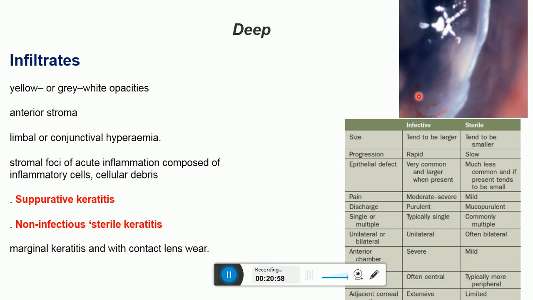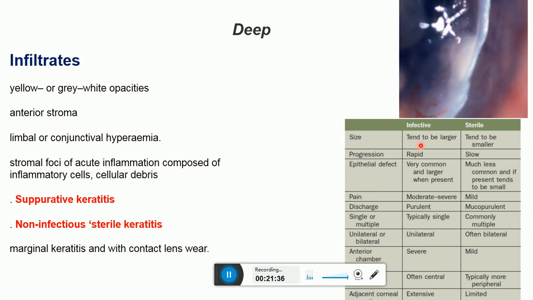So the mnemonic is PEDAL. There are 5 points: pain, epithelial defects, discharge, anterior chamber reaction, and location. Suppurative keratitis is caused by active infection with bacteria, fungi, protozoa, and virus. Non-infectious keratitis is sterile, due to an immune hypersensitivity response to antigen, as in marginal keratitis with contact lens wear.